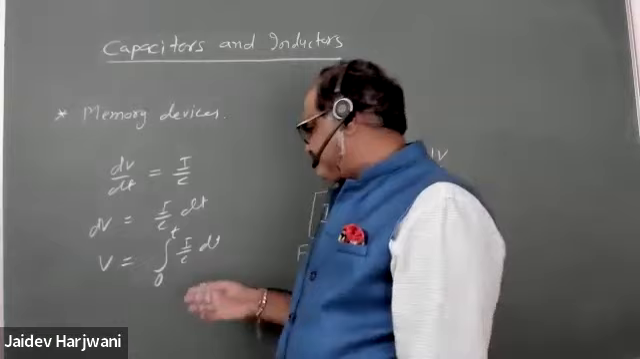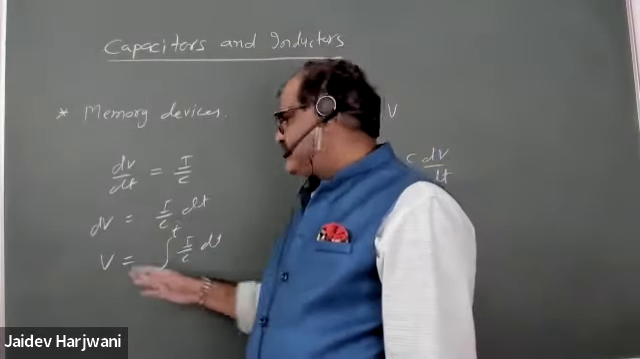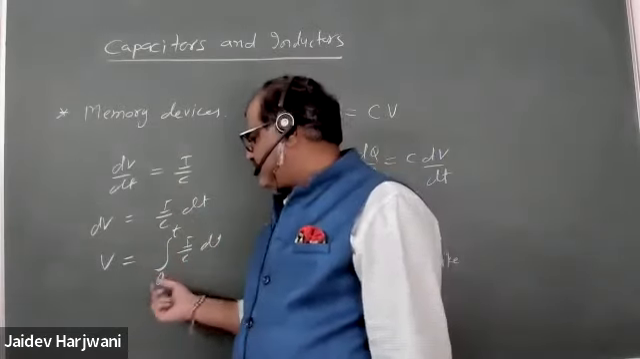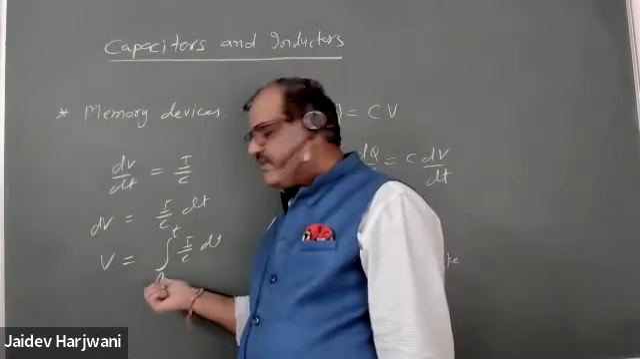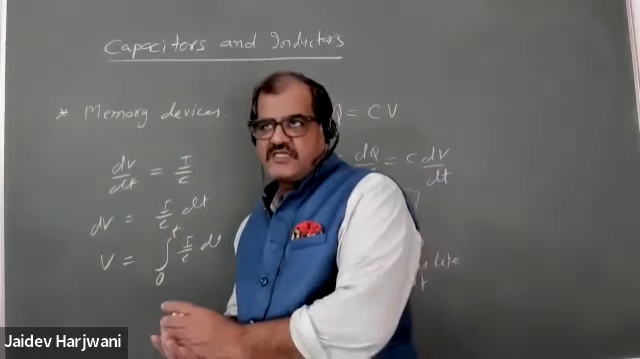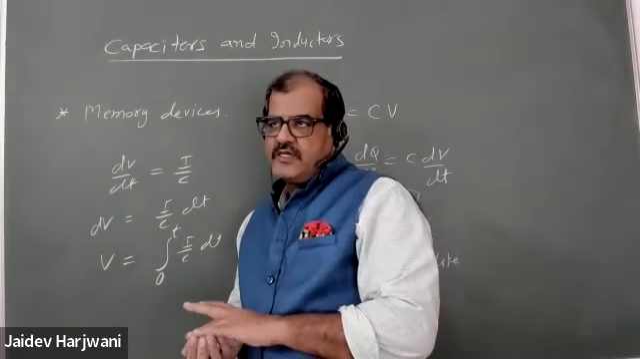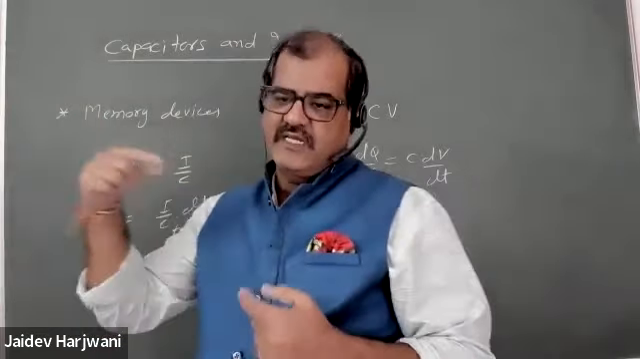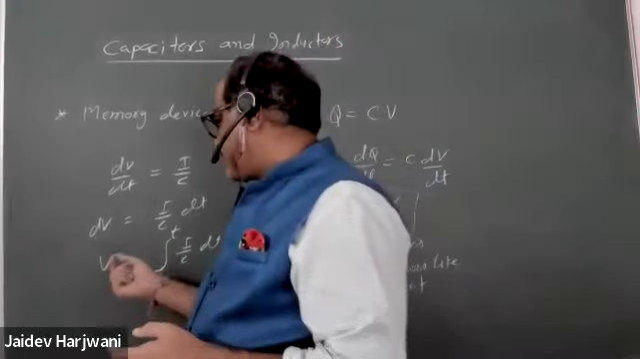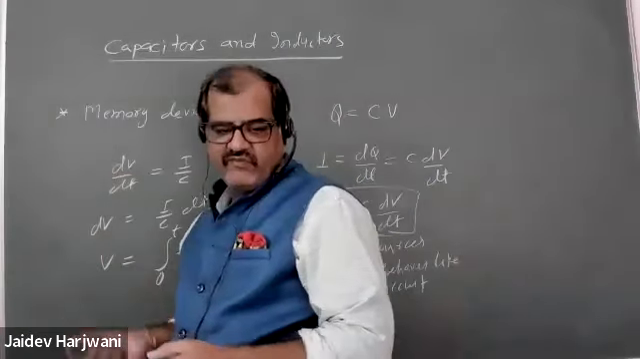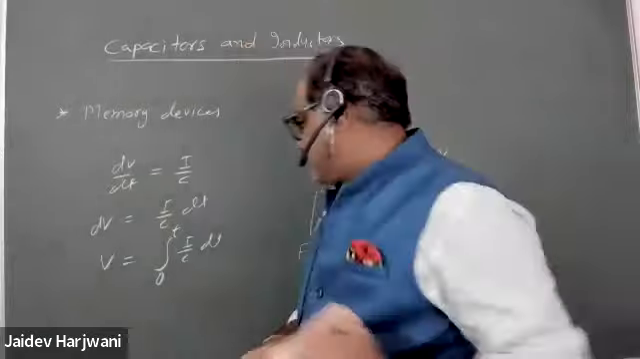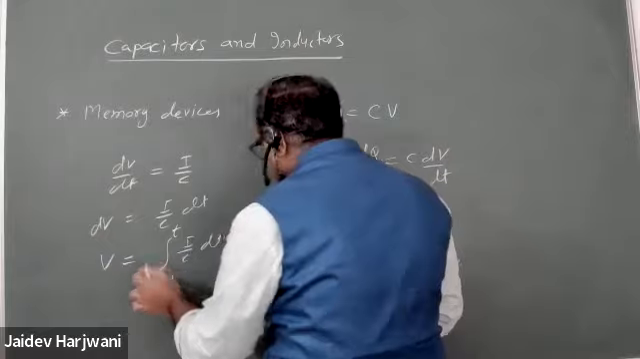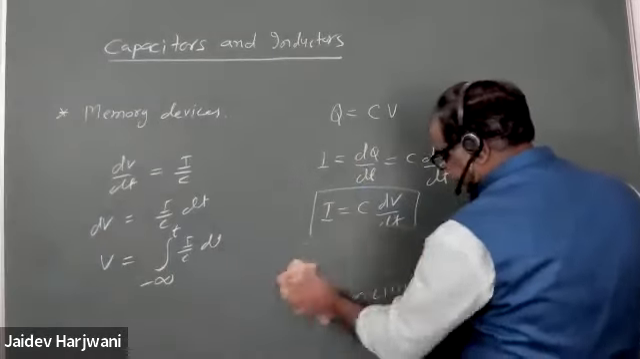So I'm charging from 0 to t, but if initially it has a voltage, it has some charge storage, then we cannot start the limit with zero, because it has some previous charge stored. Previously there was some voltage, so whatever extra voltage I am charging adds to that previously present voltage. Suppose there may be initially some voltage V naught on the capacitor. So this limit I have to start from minus infinity.